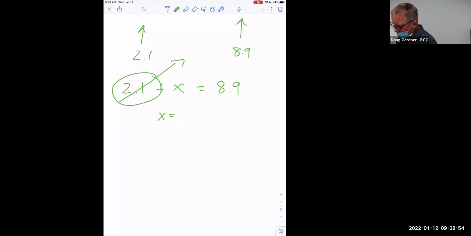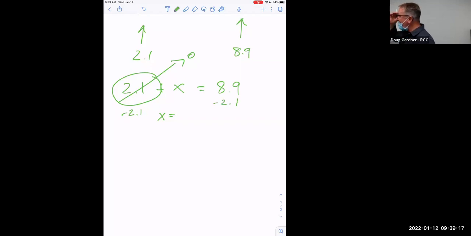And again, some of you already know this. What's the opposite of adding 2.1? Subtracting. So the opposite of add is subtract. So in other words, if I subtracted 2.1 from this side, then wouldn't it actually go away? Is that okay to do? Yes, as long as what? As long as you do it to the other side as well.